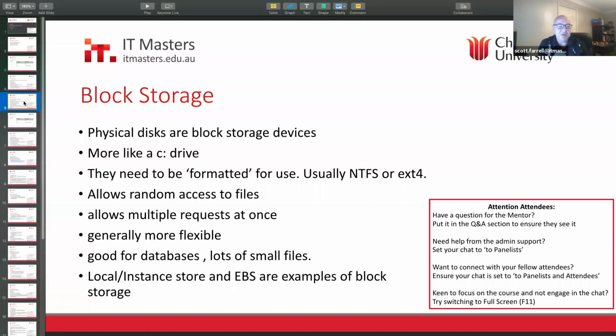It allows multiple requests at once, which is where file storage struggles. So the strengths of block storage are multiple requests and random access. Generally, it's more flexible in what you can do with it. It's good for databases or lots of small files, which is where file storage falls down. And the local instance store and EBS are examples of block storage.